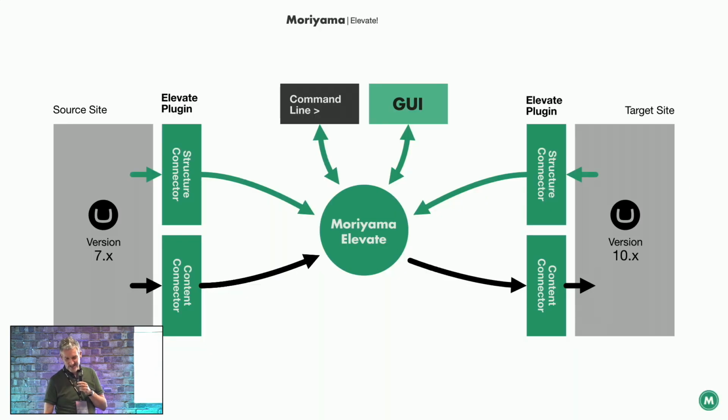And so here I'm just going to talk very briefly about the concepts of it. We basically add a plugin, it's a DLL basically, into our version 7 site. We add another DLL that's targeting version 10 into our version 10 site. And they talk to a central core. And then we use a command line. The GUI will come later. We just needed to start with something simple.